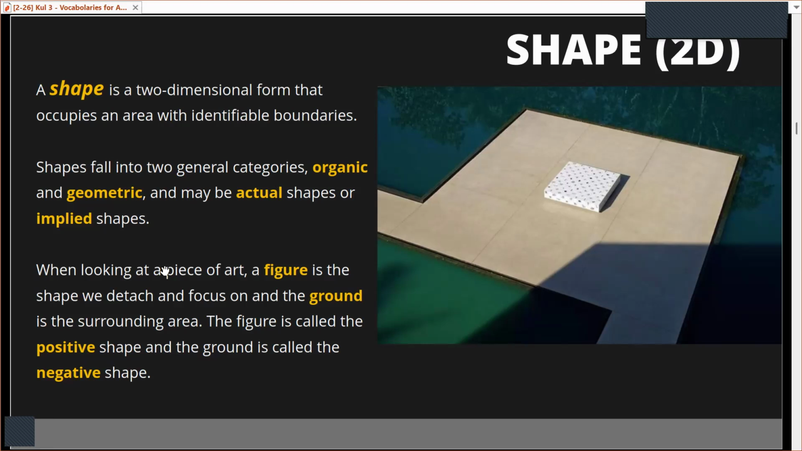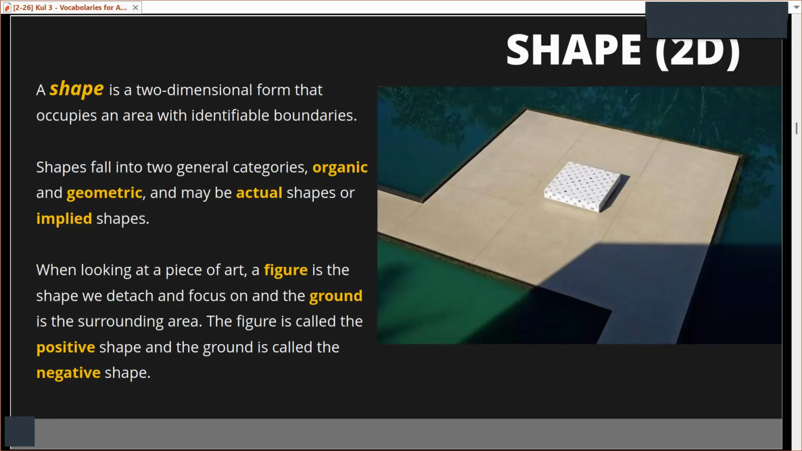Okay, so from here we know that there are two potential forms of shape, organic and geometric. So can you give me an example of organic shape? A shell. Okay, what else? If you look around you, can you see any organic shape? Leaves? What else?